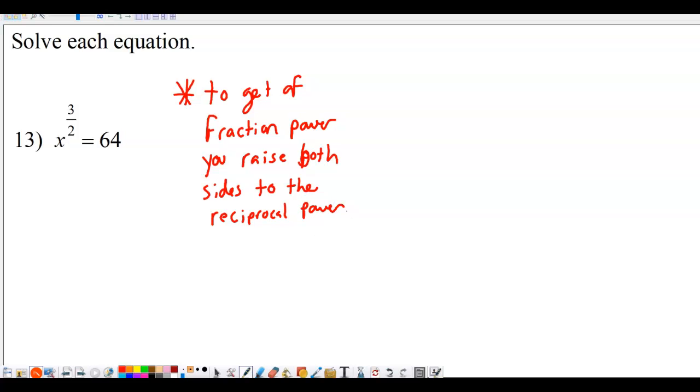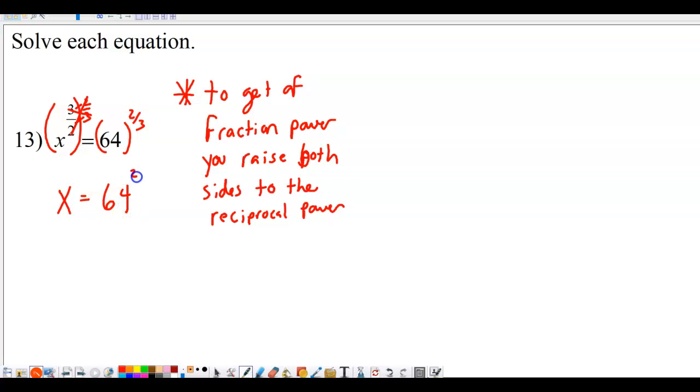So for instance here, I'm going to raise this side to the 2/3 power, the reciprocal of 3 over 2. And whatever you do to one side, you do to the other. So I'm going to raise this side to the 2/3 power. The reason we do that is because you're going to be multiplying these together, and you get 6 over 6, which is 1. So you have x to the first power, which is just x. So basically these cancel each other out. You can think of it like that.